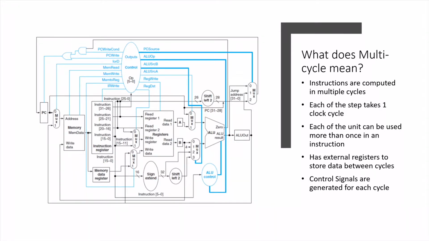Multi-cycle data path has something called external registers to store data between cycles. And as said before, the data is only stored for one cycle. Single cycle does not have any external registers. For multi-cycle data path, instead of generating all the control signals at the beginning of the instructions, new control signals are generated in each cycle.